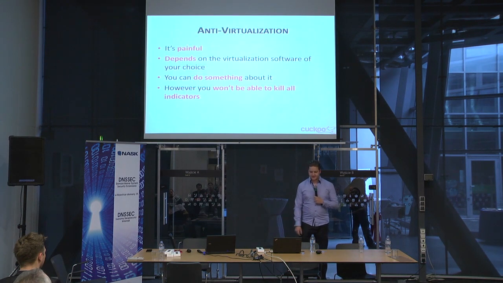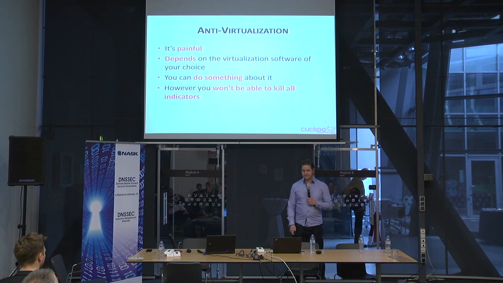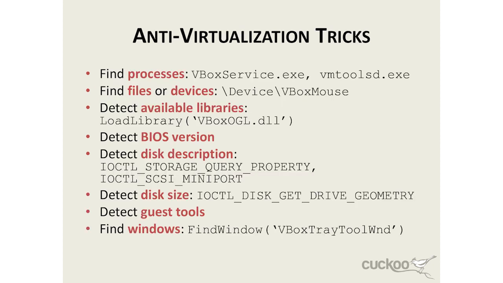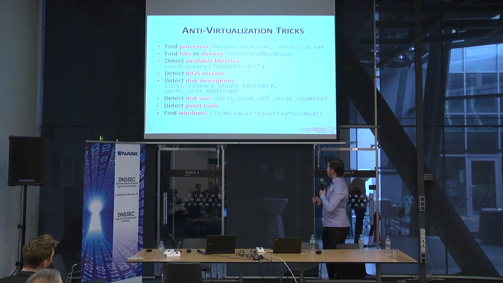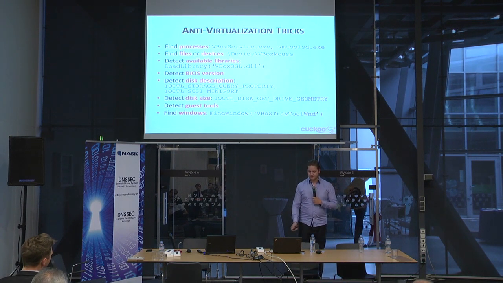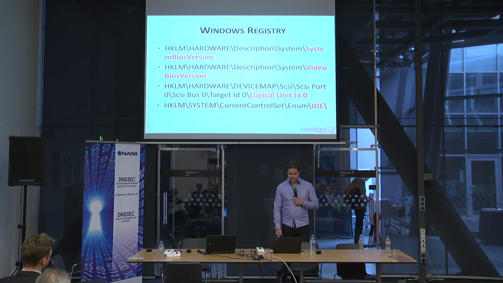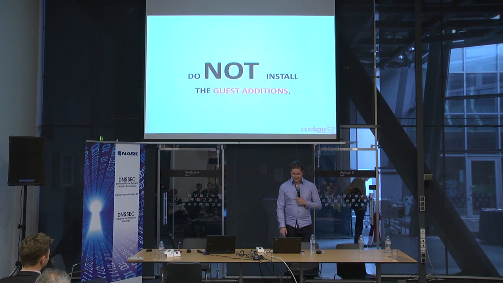So anti-virtualization, quite painful. You can try to hide as much as possible, but it's really kind of a pain. So if any of you know common techniques, please share so we can integrate them. For example, for VirtualBox, if you install the guest editions, you find processes running, like VBox service, you find libraries from VirtualBox, you find this tray tool thingy, so all kinds of different things. And basically this is being used to detect it. So don't install the guest editions, that's for sure.